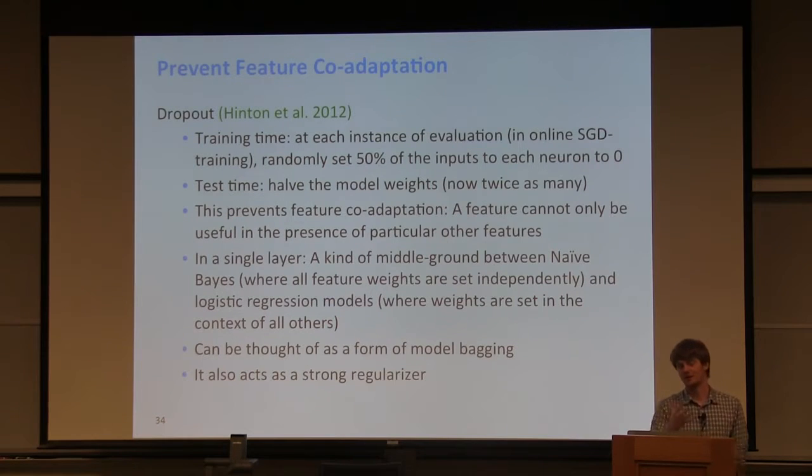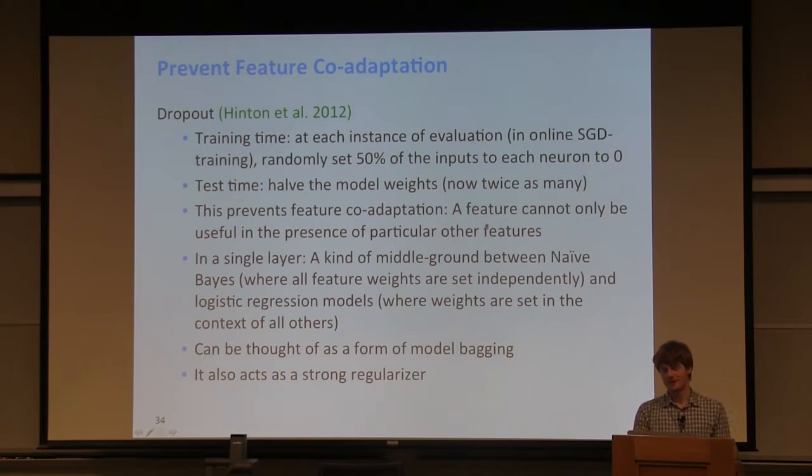People have tried dropout even with simpler models like logistic regression, and even there it can help sometimes. In some ways it's an interpolation between something like naive Bayes, where you have completely independent single features, versus logistic regression, where the weights are set in the context of all the other weights.